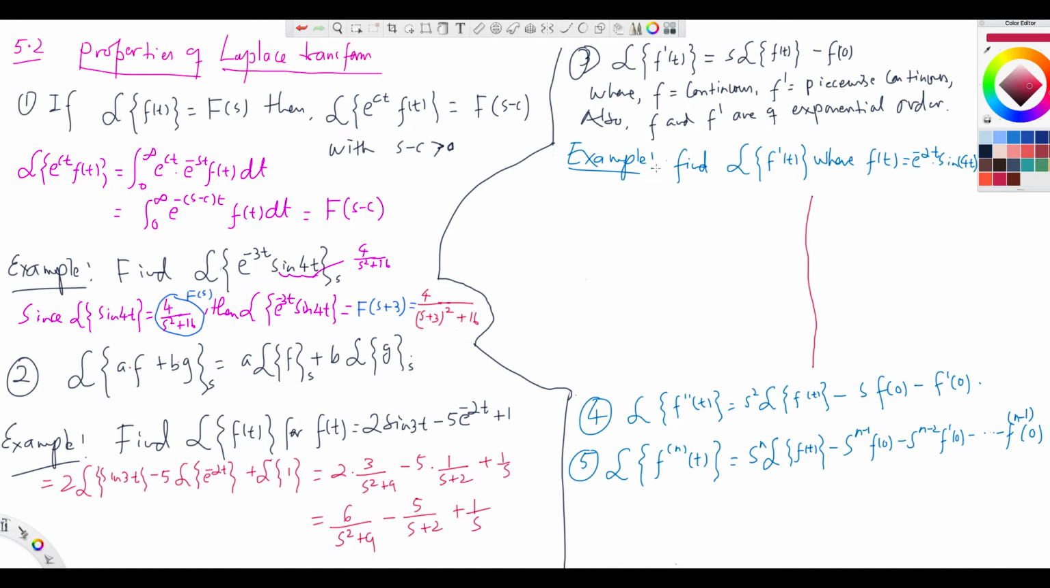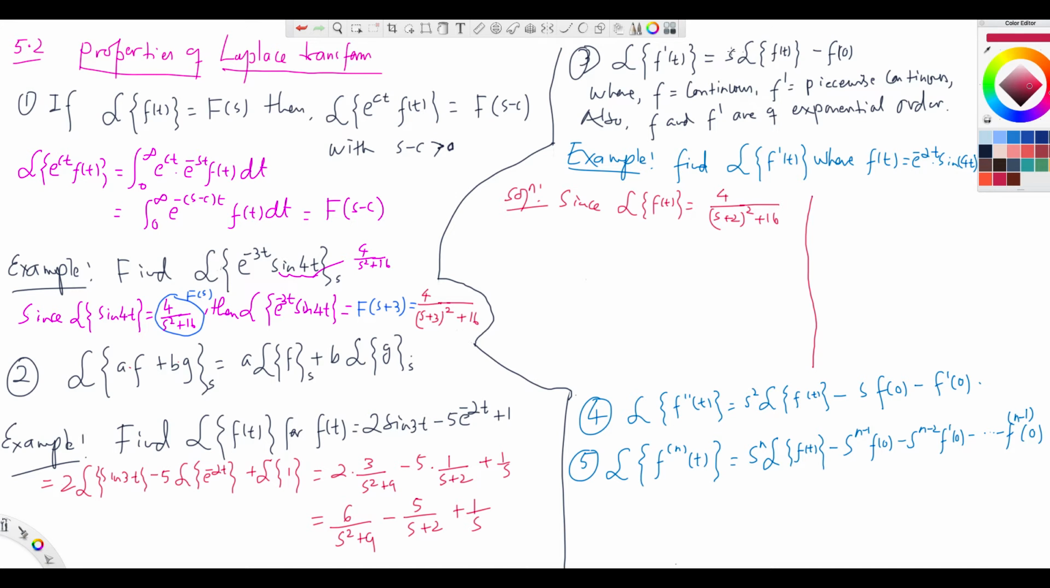What is the Laplace transform of f(t)? You will have to plug in here, right? So, solution. To find the Laplace transform of that, you need the Laplace transform of sine 4t, which is 4 over s squared plus 16. And then you replace s by s minus c, where c is negative 2. In exactly the same way, you will have 4 over (s plus 2) squared plus 16. This is the Laplace transform of that, right?